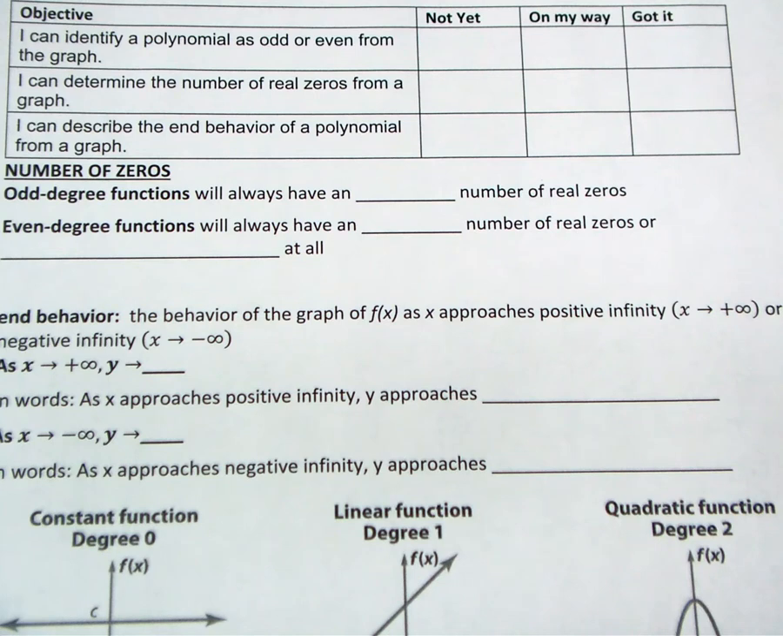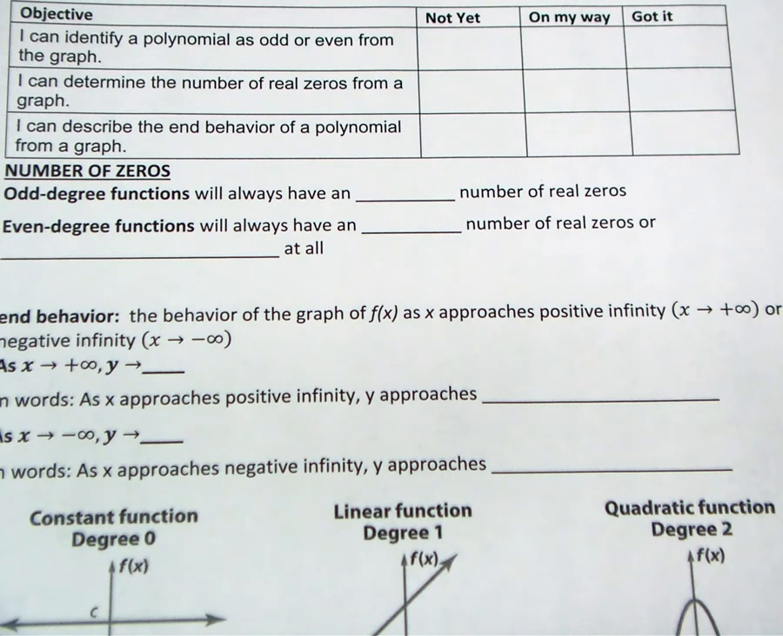All right, 5.3 day 2. So we have 3 objectives we are covering today. The first objective is I can identify a polynomial as odd or even from the graph. The second is I can determine the number of real zeros from a graph. And the third is I can describe the end behavior of a polynomial from a graph.